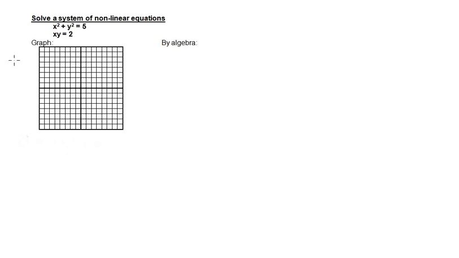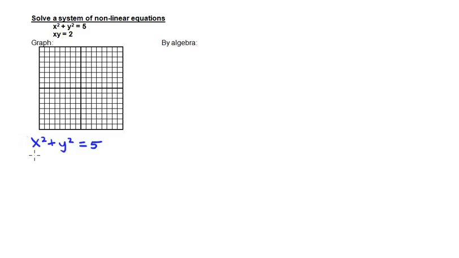We're going to take a look at a problem where we're asked to solve a system of nonlinear equations, and the system that we have here has the equations x squared plus y squared equals 5, and also x times y is equal to 2. We can solve this two ways. One is graphically, and then also by algebra. And so I'd like to begin by graphing these equations.